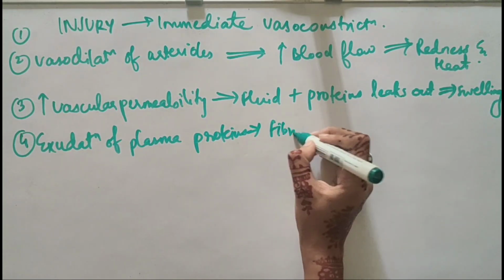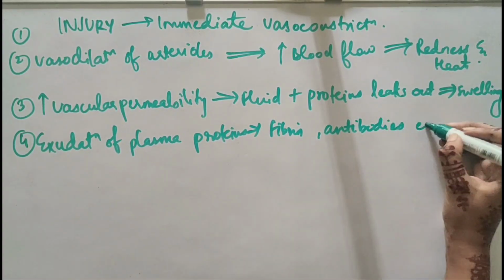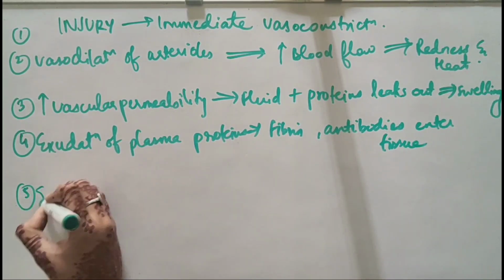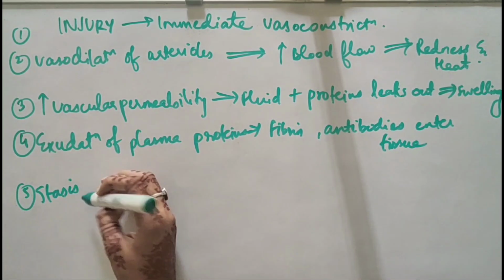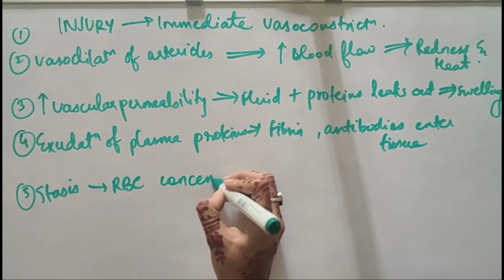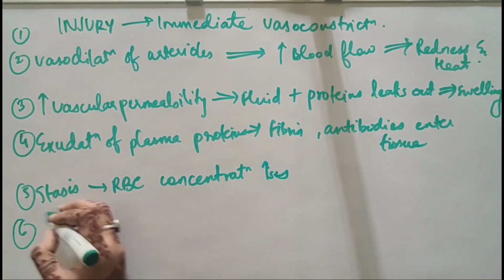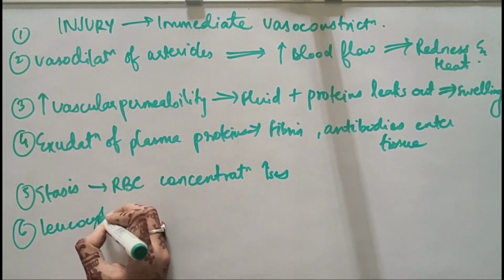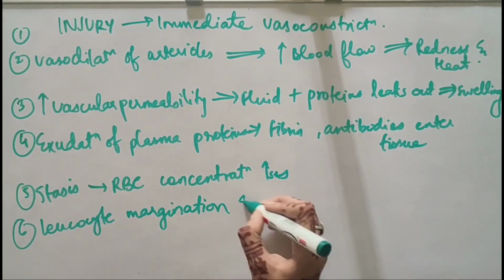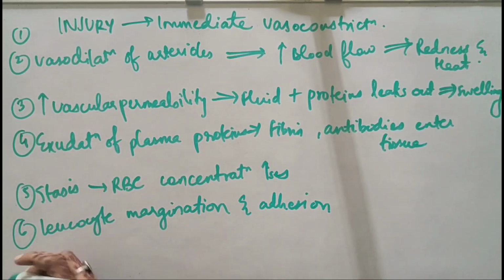The fibrin and antibodies enter the tissue. Then there is stasis, wherein the RBC concentration increases, followed by leukocyte margination and adhesion, wherein the WBCs stick to the vessel wall.